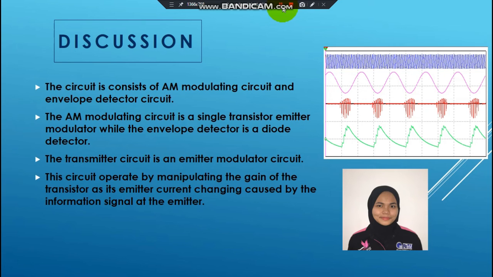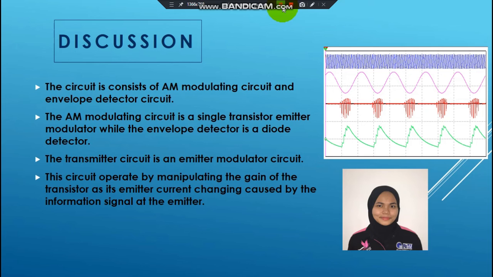Today, I'm going to present the discussion of this AM receiver and transmitter. The circuit consists of an AM modulation circuit and an envelope detector circuit. The AM modulating circuit is a single transistor emitter modulator, while the envelope detector is a diode detector. The transmitter circuit is an emitter modulator circuit.